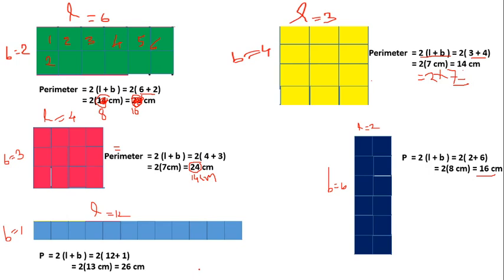So I hope all of you understand this part very easily, and we will try to find out the next part in the next lecture. Thank you.